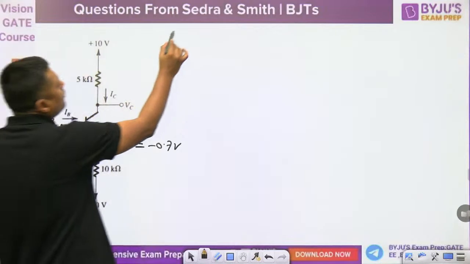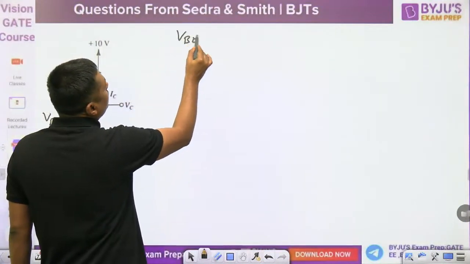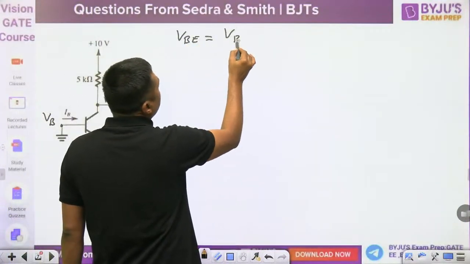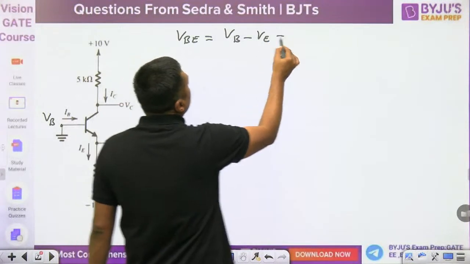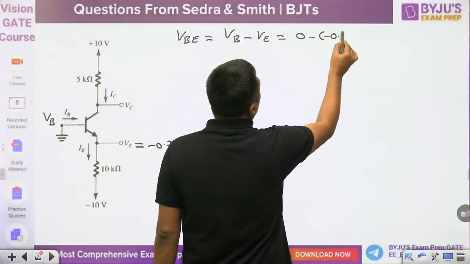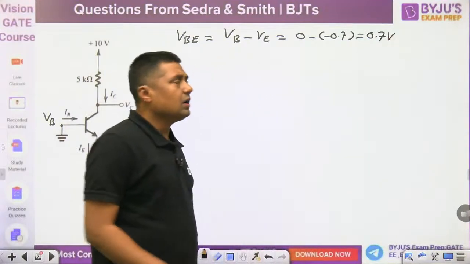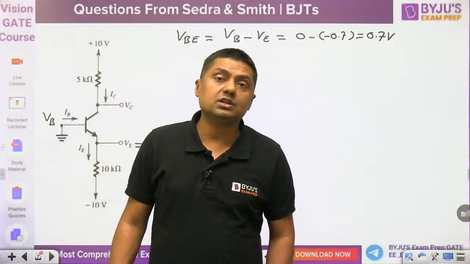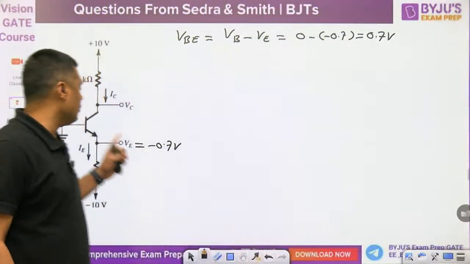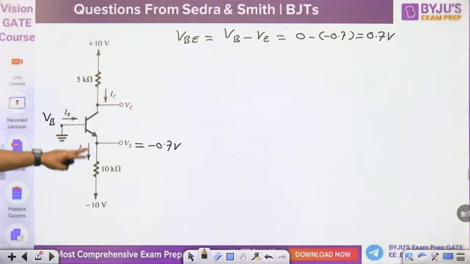So what is the value of VBE? VBE is nothing but VB minus VE. 0 minus of minus 0.7 means it is 0.7 volt. Means it is in active region. It is what? Forward bias. Emitter junction is forward bias by 0.7 volt. Now you can find the value of I.